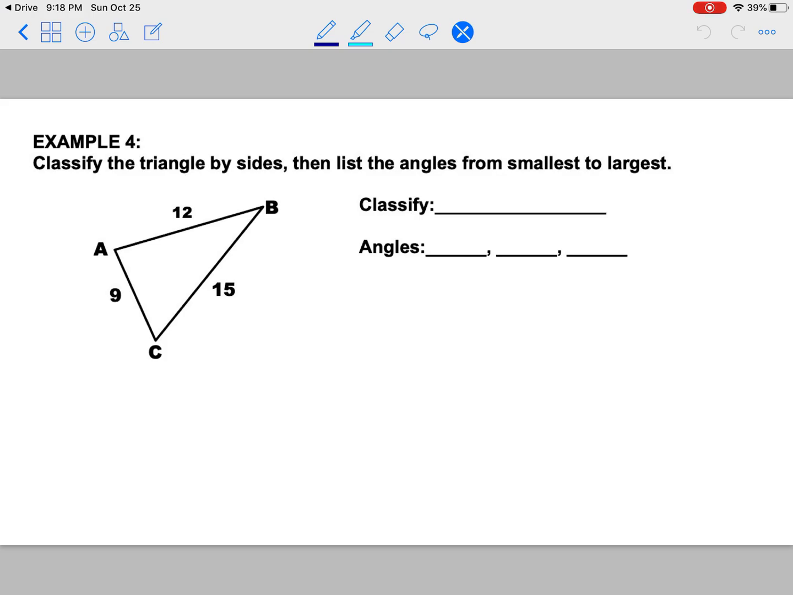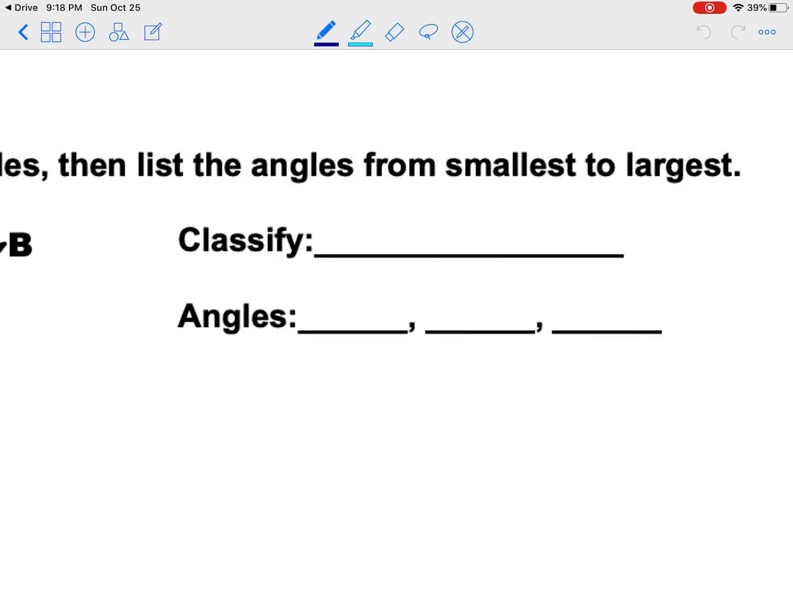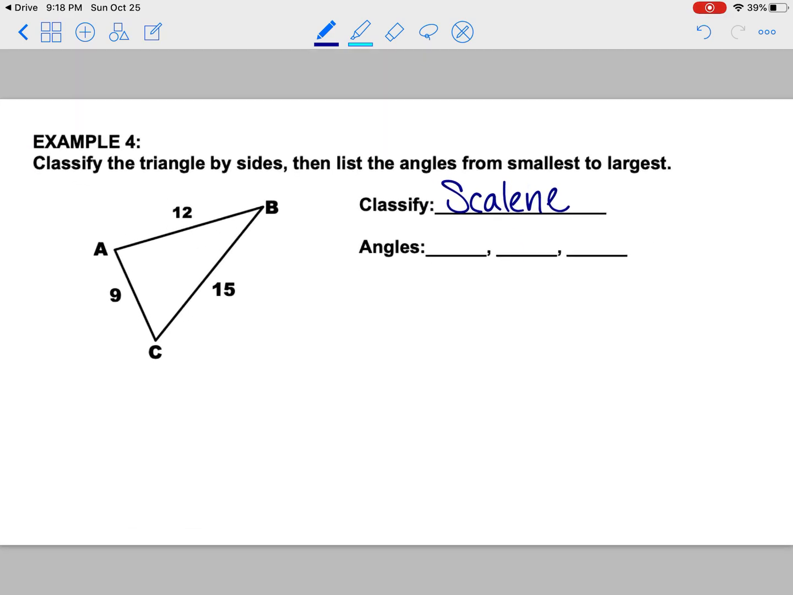And so one, they want us to classify the triangle by its sides. So if I look at all three sides are different, making this a scalene triangle. Let's line the sides up from smallest to largest because that's what it's asking for here. So the smallest side is 9, which is side AC.